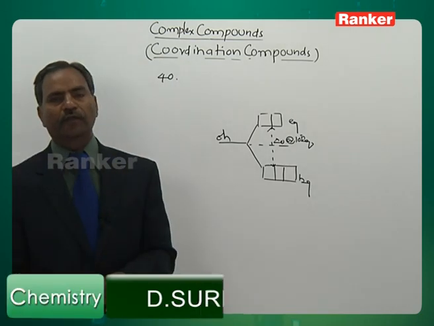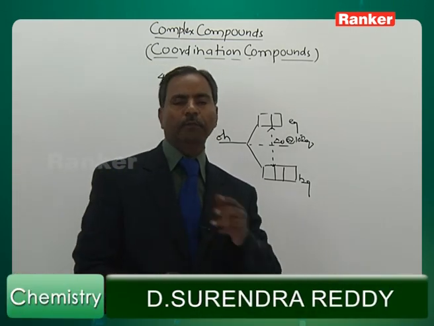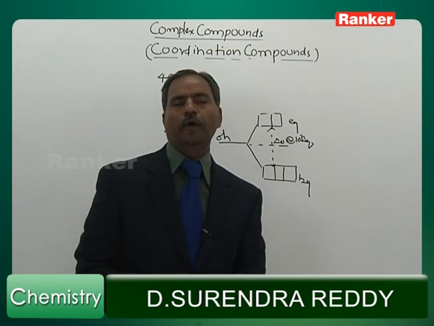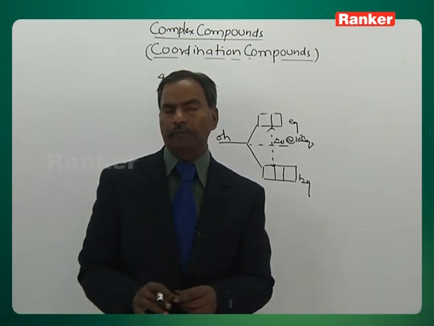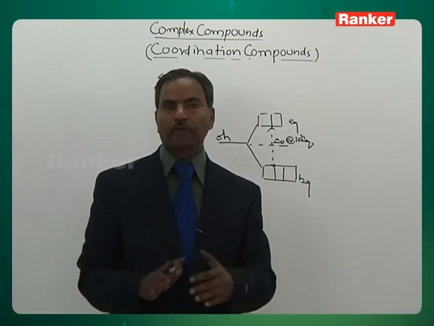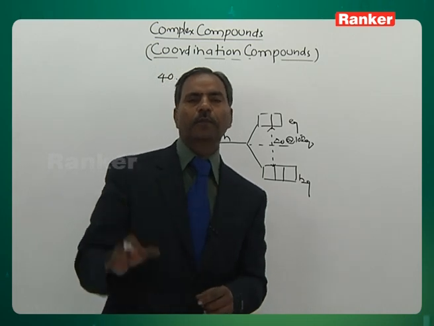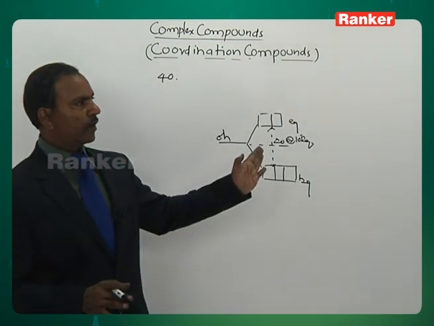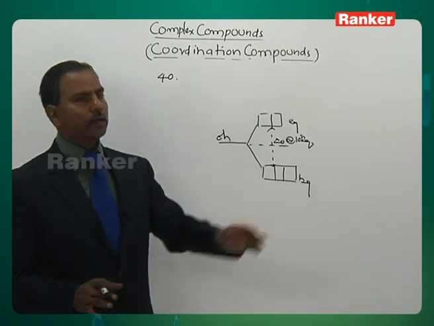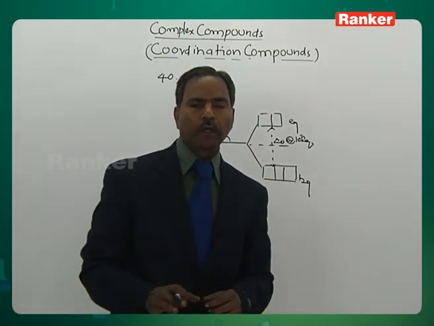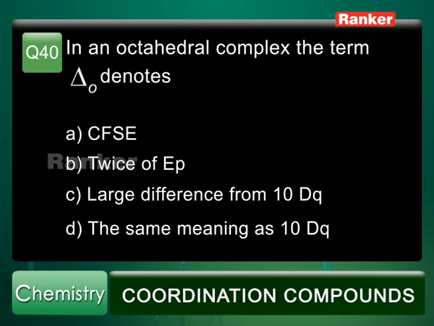Therefore, option A is given as CFSE. CFSE and delta O have different meanings. Twice of EP? No. EP stands for energy of pairing. That and delta O are not the same. Twice and all, no. A large difference from 10 Dq. What we are saying is that delta O and 10 Dq have the same meaning. So, the same meaning as 10 Dq. Therefore, here the answer is D.